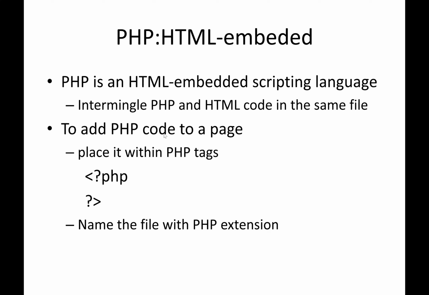To add PHP code to a page, we have to place the PHP code within the PHP tags. So there will be a block in the HTML code that looks like this: an opening angle bracket and a question mark and PHP, and then it will be closed by another question mark and the closing angle bracket. And then we have to name the file with the PHP extension. Let me show you one example.